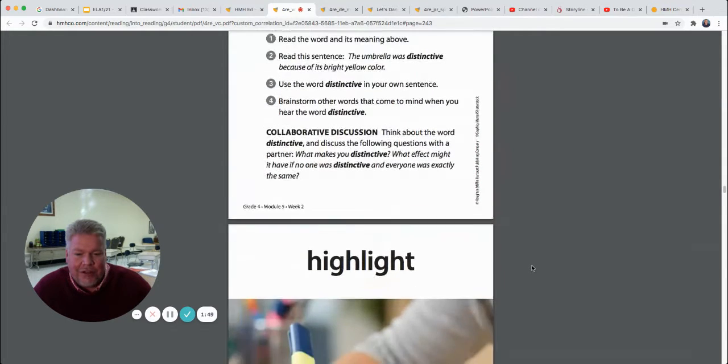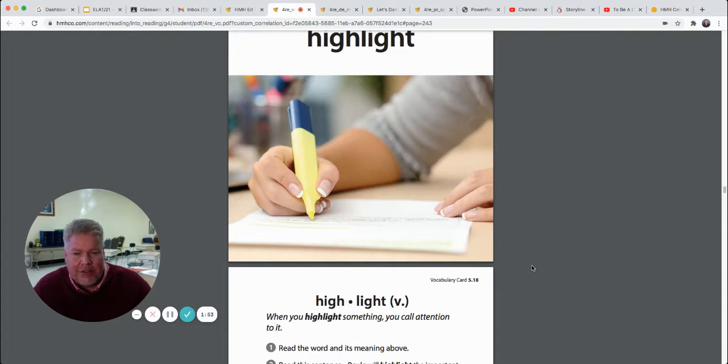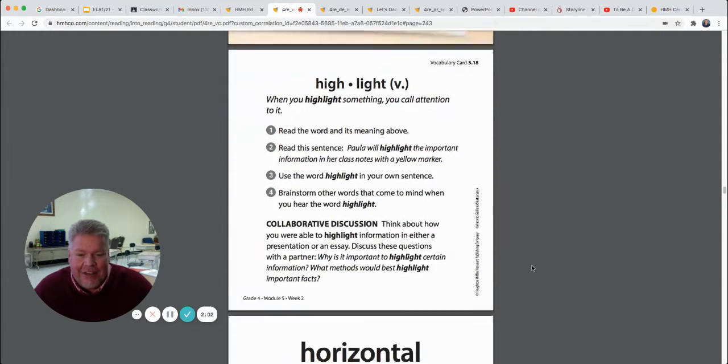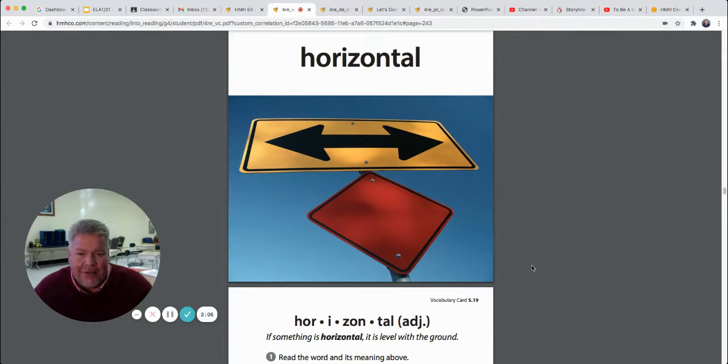Our next word was highlight. Now, you've used a highlighter before, but it also means when you're talking, you can call attention to it and say, hey, this is really important. I want to highlight this in what I'm telling you right now. So highlight. And then our fourth word was horizontal. It's level with the ground. So horizontal, remember, goes this way, straight across. Vertical goes up and down, but horizontal goes across, like the sign here.